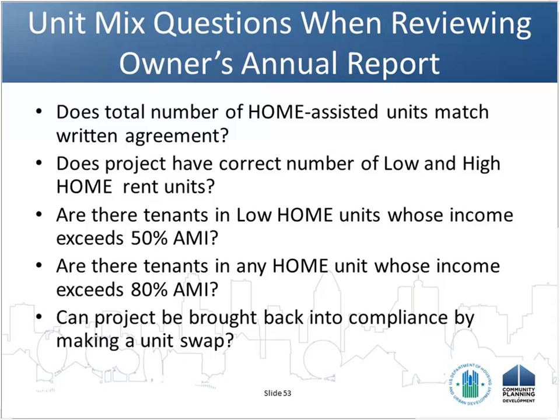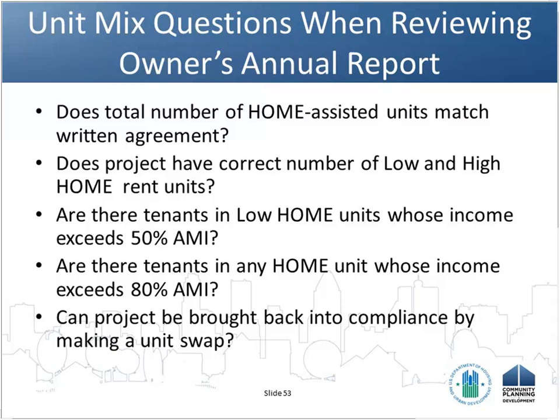that they're renting units as per what was required in the written agreement. We also need to be able to track, are there tenants in low HOME units whose income has gone over 50%? Also, do we have tenants whose income has gone over 80%? And really what we're looking for is to see that the actions we've just been talking about, redesignation of units or adjusting rents when they've gone over income, that the property manager is correctly making those adjustments when they have opportunities to bring that project back into compliance, that they're taking that.